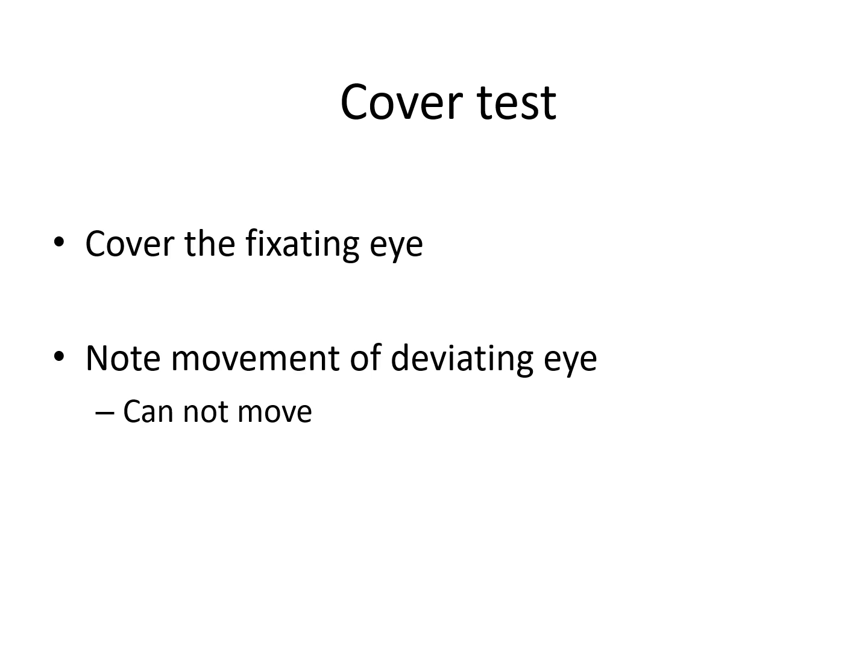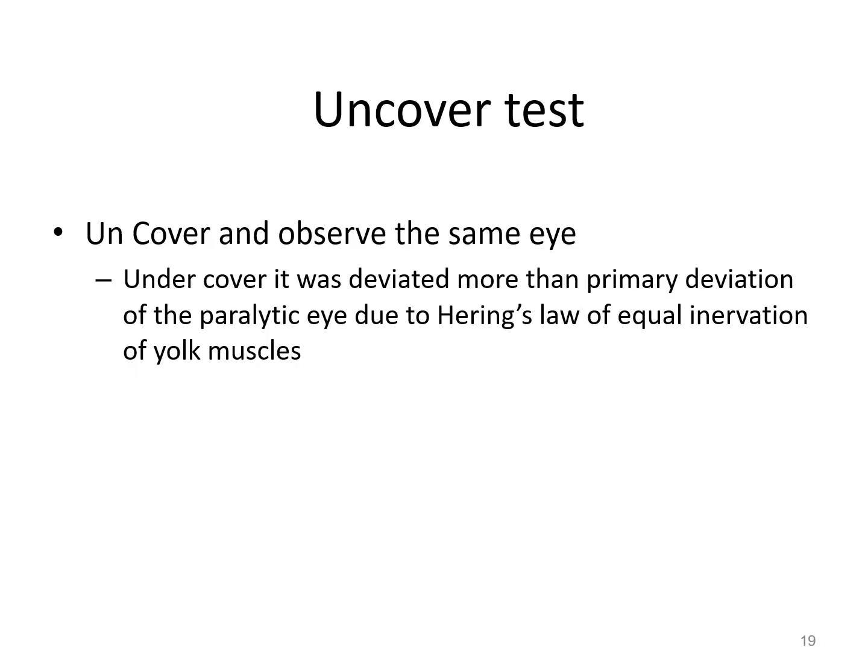We perform the cover test. We cover the fixating eye and note whether there is any movement of the deviating eye. It cannot move to take up fixation as the muscle is paralyzed. So the primary deviation remains as such. Then we uncover and observe the same eye, that is the fixating eye. Under cover, it was deviated more than the primary deviation of the paralytic eye. It is due to Hering's law of equal innervation of yoke muscles.